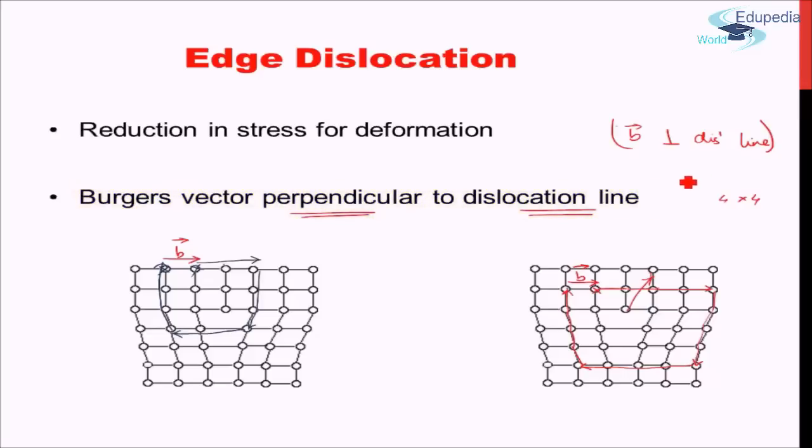When we discuss screw dislocation, we will find out that for a screw dislocation, the Burgers vector is parallel to the dislocation line. That is what differentiates between an edge dislocation and a screw dislocation if we know only about the Burgers vector. Okay.